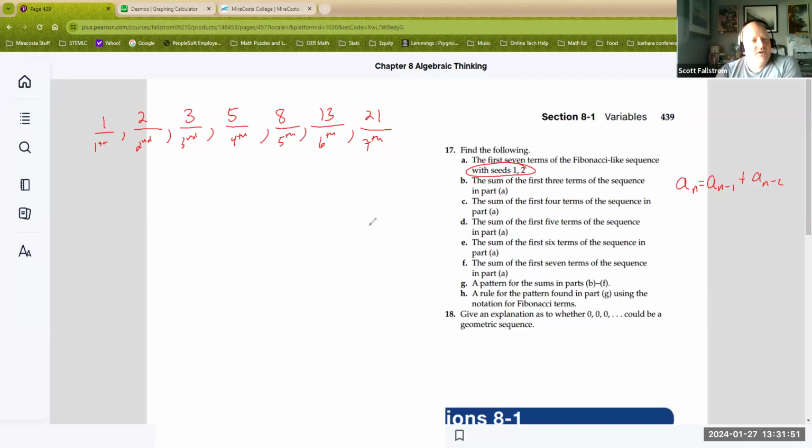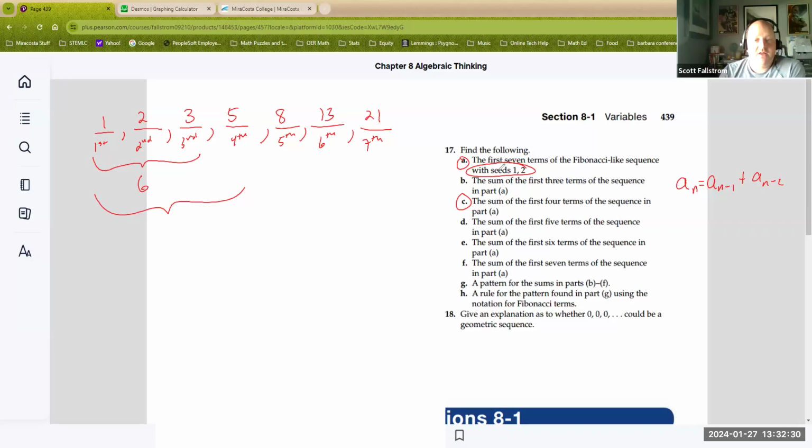Okay. So now as you're going through, it says find the first 7 terms. That's part A. Part B, the sum of the first 3 terms of the sequence. Then you're just taking the sum right here. What is this sum? There you go. What is the sum of the first 4 terms? Then you would add that. What is the sum of the first 5, 6, 7, and so forth? And find a pattern for the sums as you go forward. So there you go. That's what we're looking for.